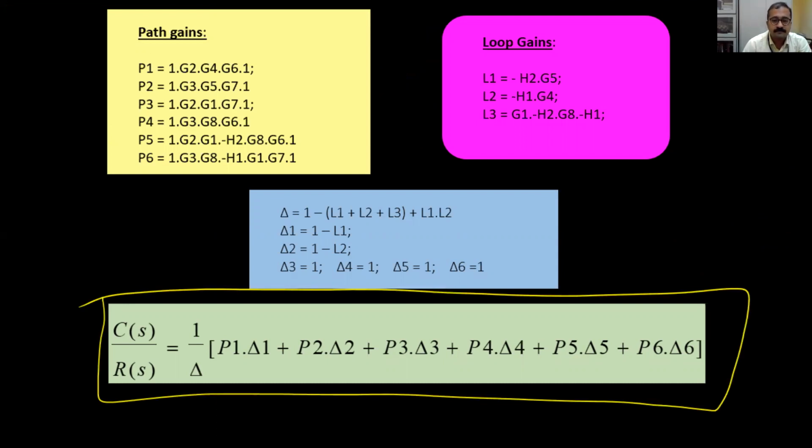Fine. So in today's lesson, we had seen what is signal flow graph, how to obtain the overall transfer function using Mason's gain rule from a signal flow graph.